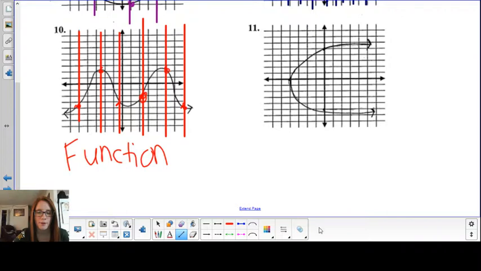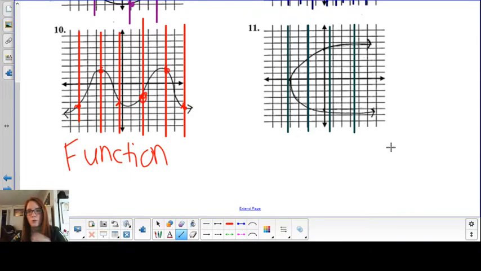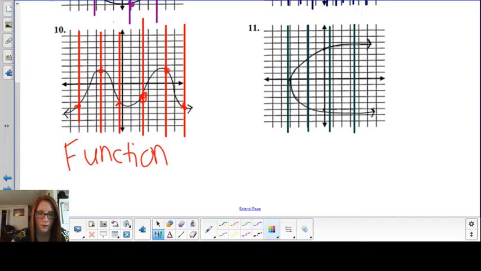And last but not least, my sideways parabola. What do we notice here? He's hitting more than once, isn't he? I'm getting it there and there. Now, necessarily it didn't hit twice in my first point, it only hit once. But anytime after that, man, it's hitting twice. This guy is not a function.